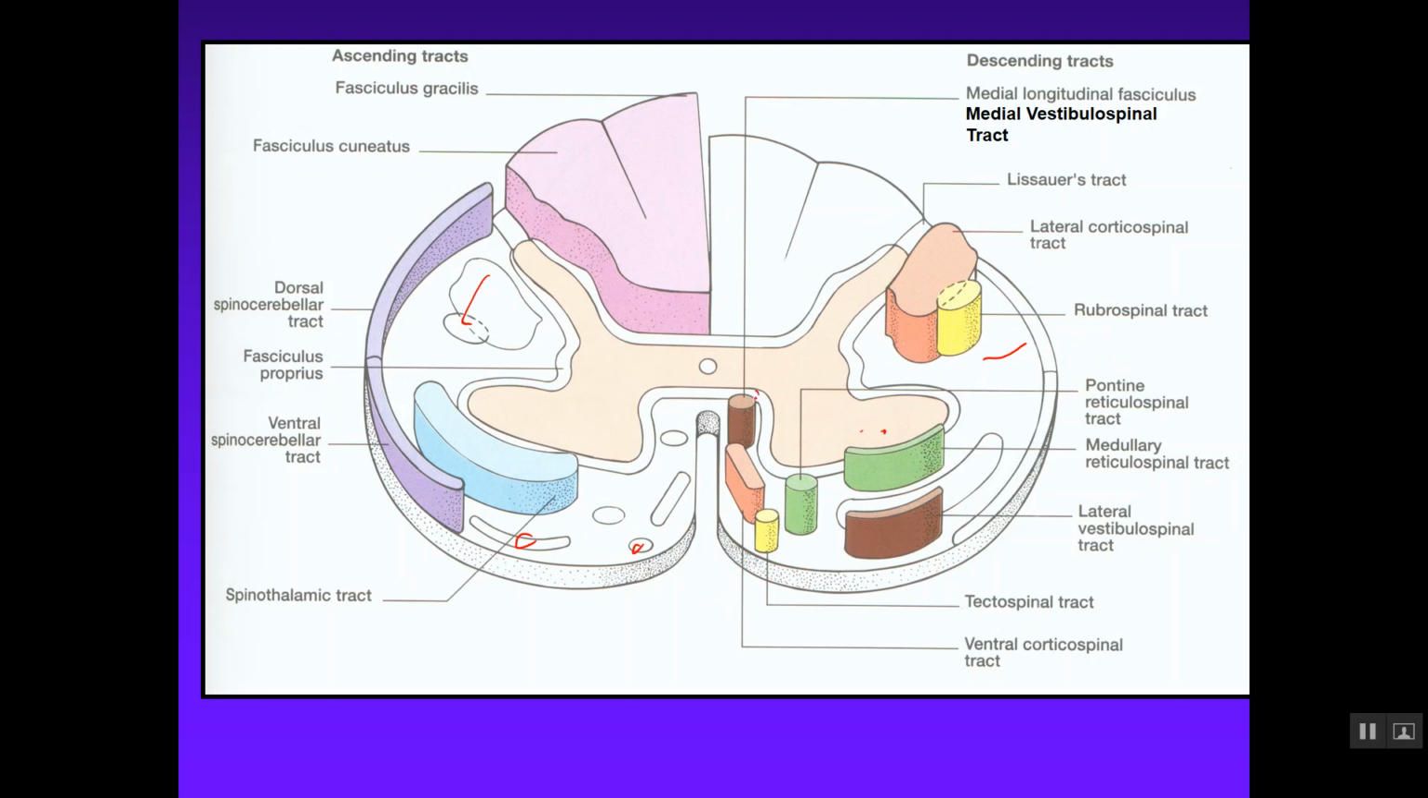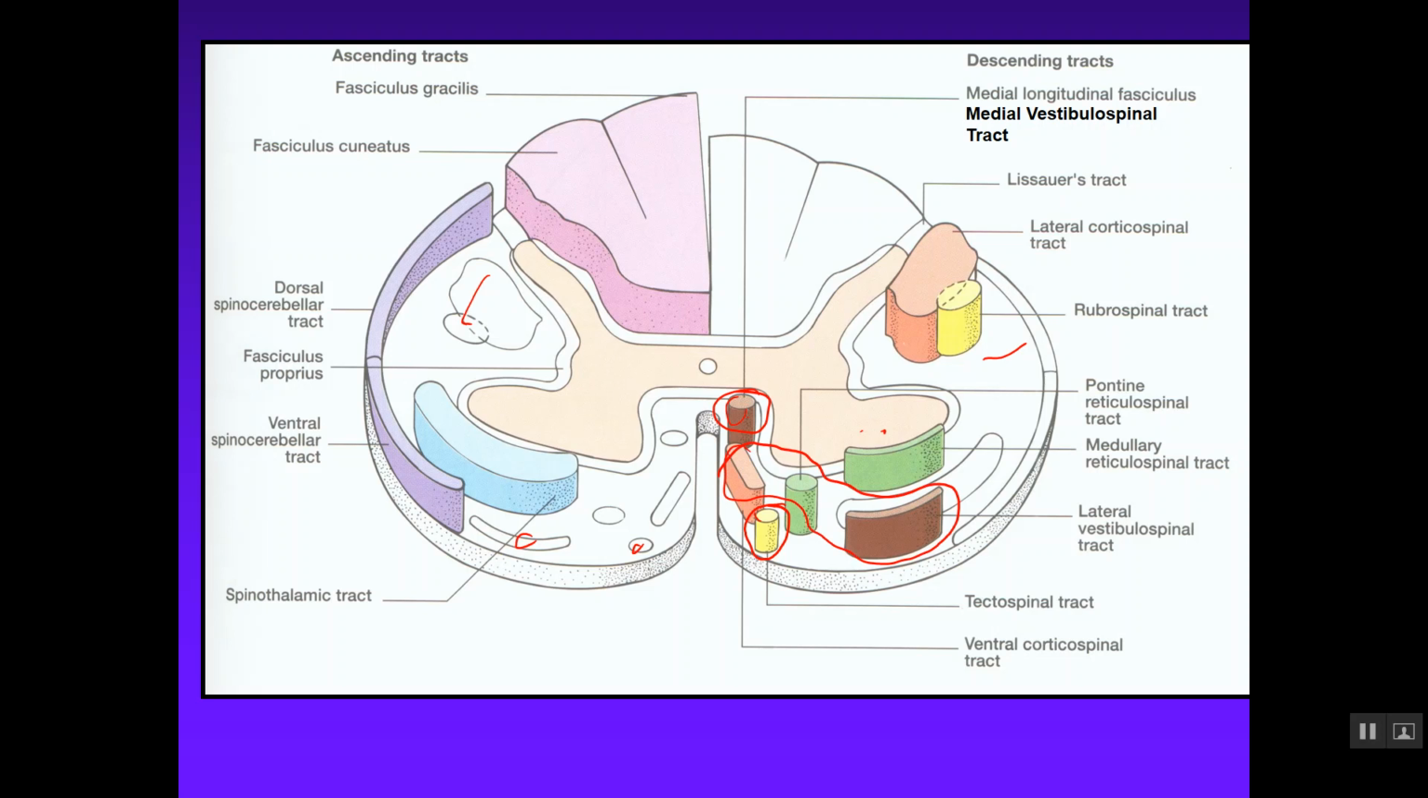So these two, the tectospinal and this one, are only present in the cervical spine. They go away once you get down to the thoracic spine because they only innervate neck and upper body proximal muscles of the neck and cervical spine region. Then they're done. So when you get down into the thoracic and lumbar spine, you won't see those anymore. You'll just see these three right here that go all the way down to the lumbar spine.